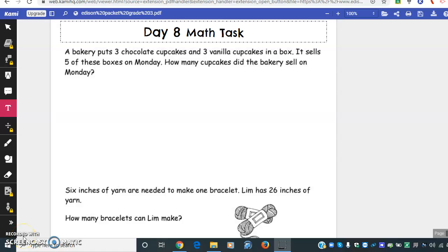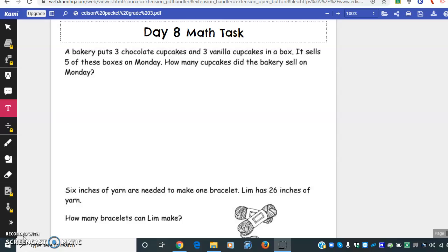Hi everybody, it's time for the day 8 math task, which starts with a word problem. A bakery puts 3 chocolate cupcakes and 3 vanilla cupcakes in a box. It sells 5 of these boxes on Monday. How many cupcakes did the bakery sell on Monday?